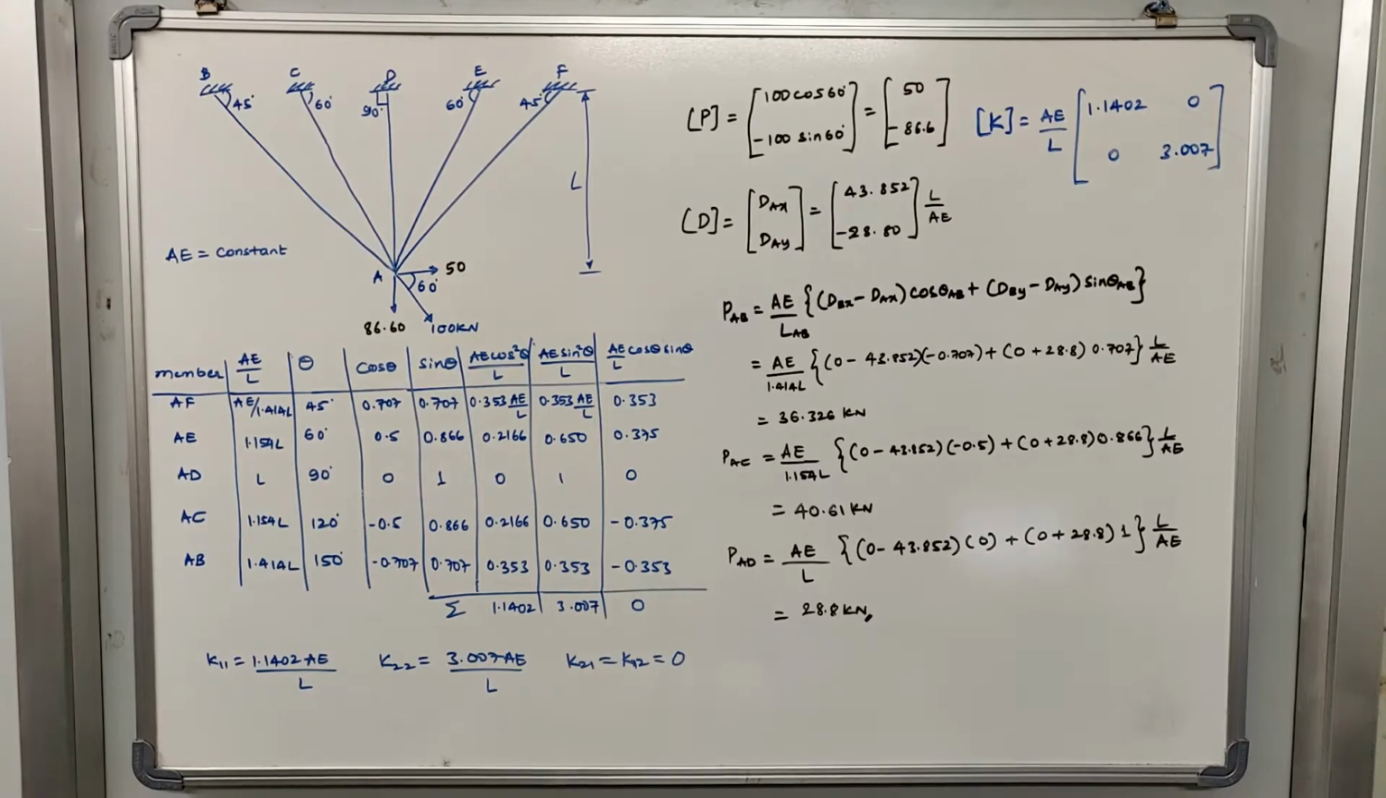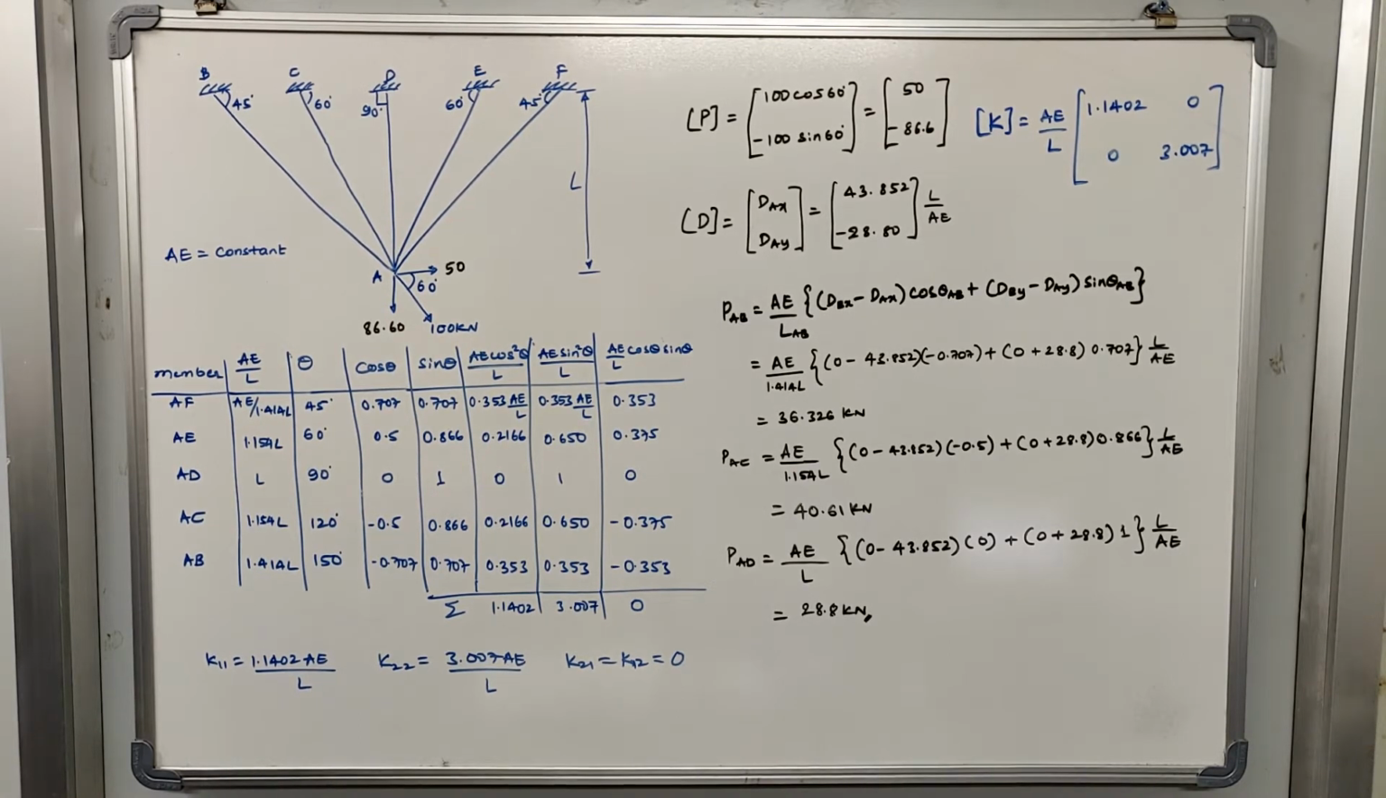Okay, in the previous video we solved a pin jointed frame. We analyzed the pin jointed frame using the stiffness matrix. In that problem there were only two members connected at joint B. In this problem we are going to solve a pin jointed frame having 5 members, AB, AC, AD, AE and AF, which are connected at a joint A.